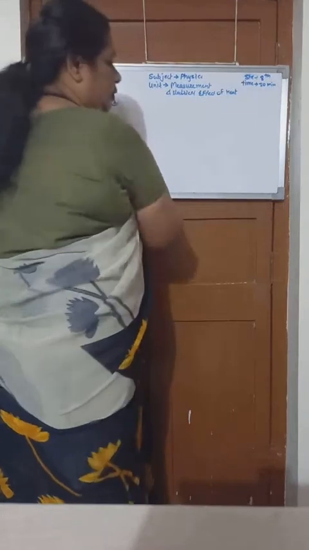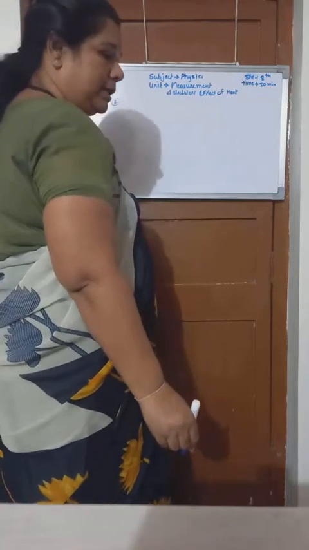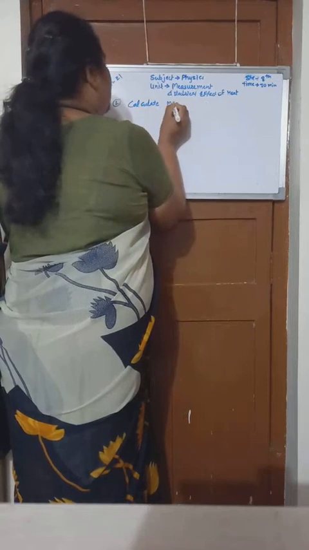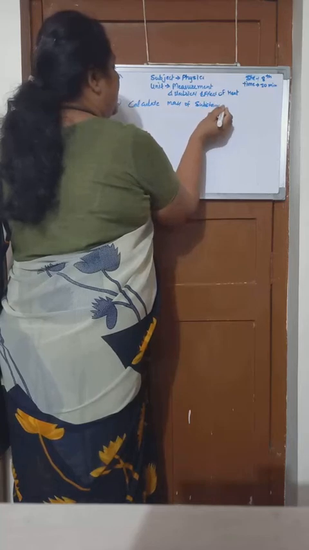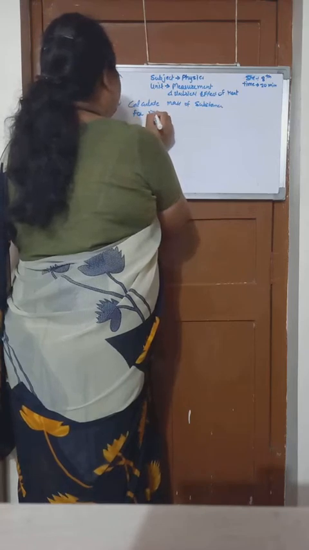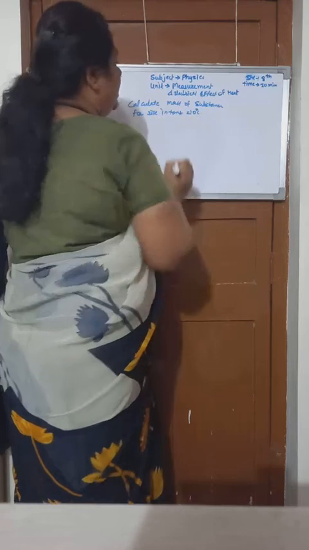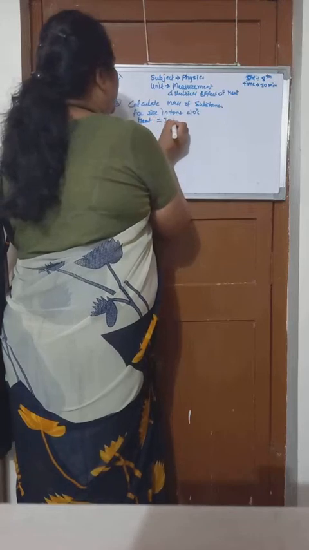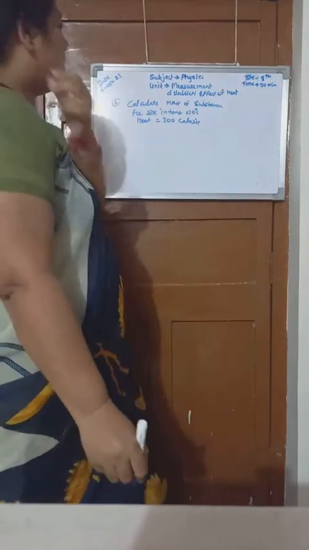Second problem. What is given here? Calculate the mass of the substance for a rise in temperature equal to 10 degree centigrade and heat equal to 300 calorie. Okay, we have to find out the mass of the substance.